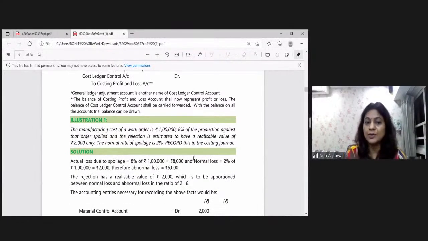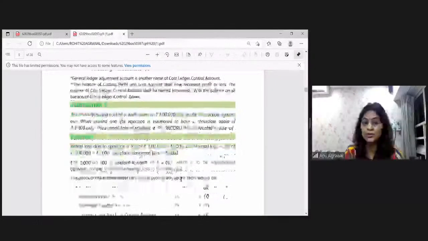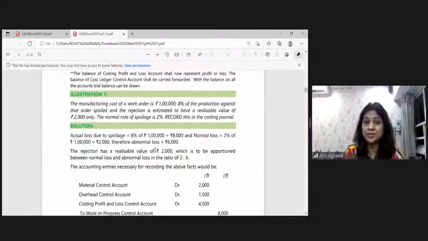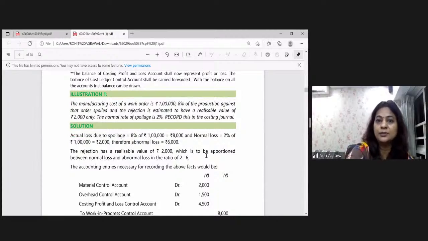So look at it. Actual loss is 8,000 rupees. Normal loss accepted was 2,000 only. So abnormal loss is how much? 6,000. So the ratio is how much? 2:6, right? You could have done it directly also, 2:6.